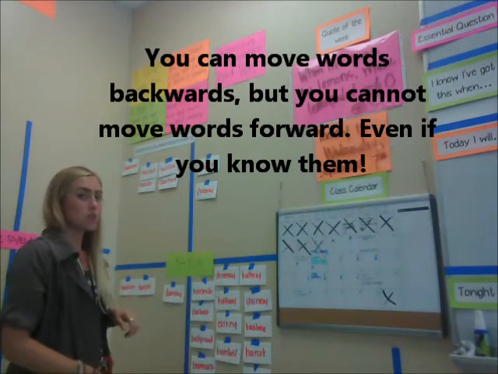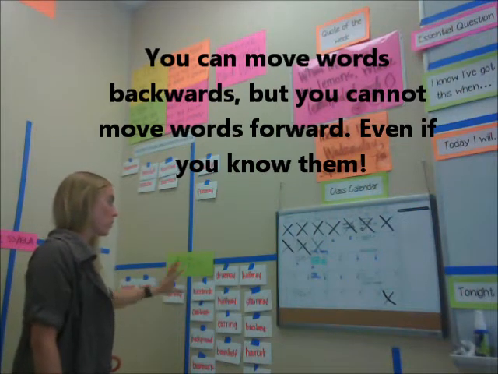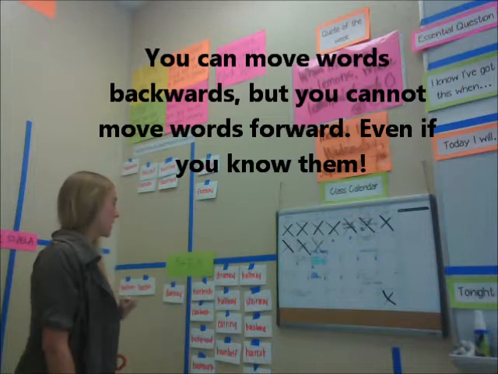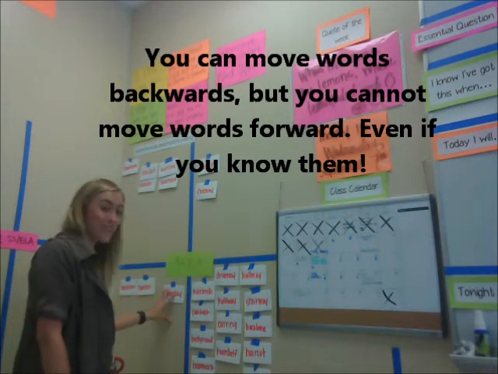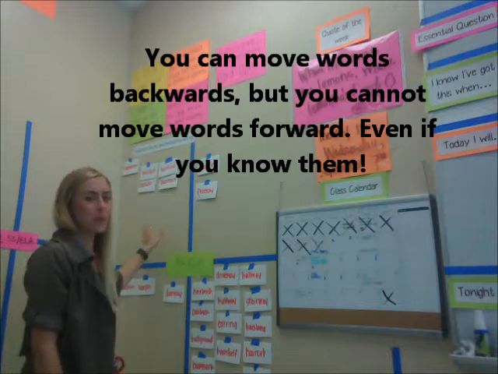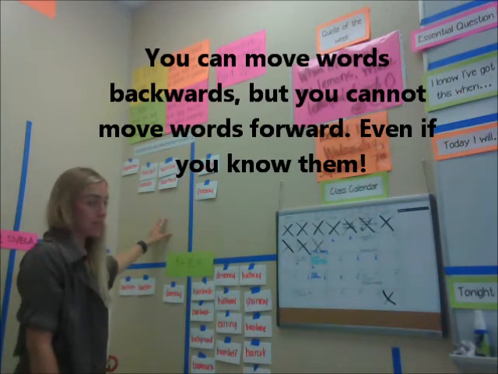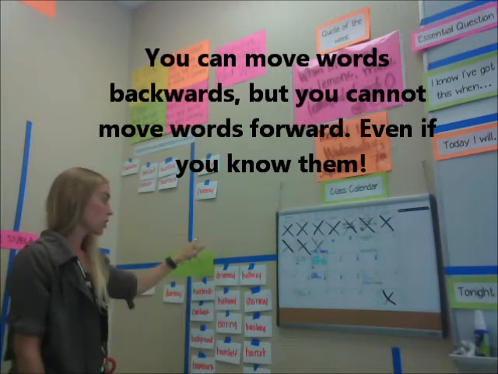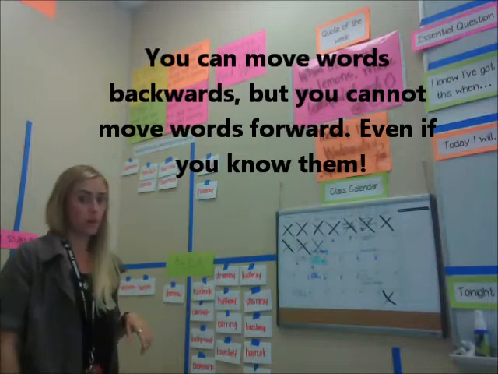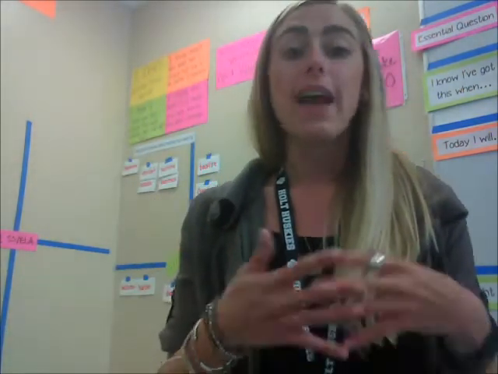Okay? So make sure if it's in 4, it can move back to 3 or 2 or 1. If it's in 3, it can move back to 2 or 1. If it's in 2, it can move back to 1. But nothing can move forward. So 1 can't move to 2, 2 can't move to 3, 3 can't move to 4. So make sure if it needs to go backwards, backwards, but never forwards.